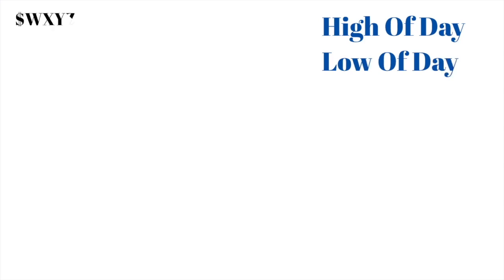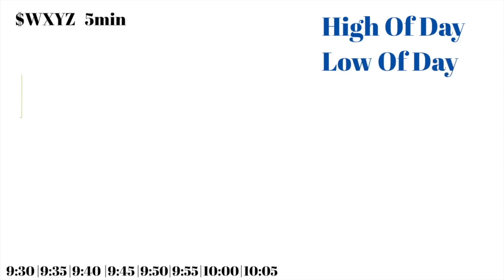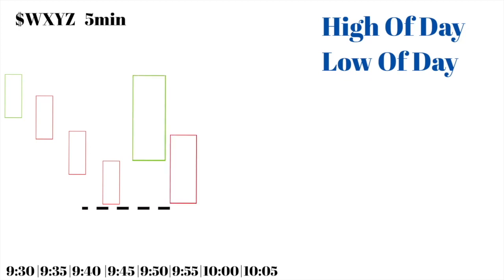High of day and low of day are also very simple. This is where price action has at one point reached its highest or lowest points of the day and then rejected, but at some point started to trend back towards either the high or low of day.